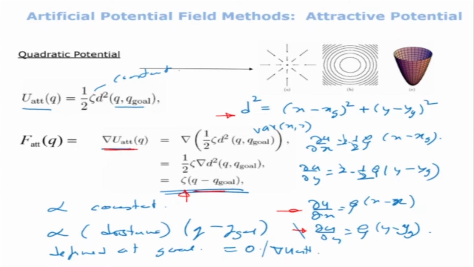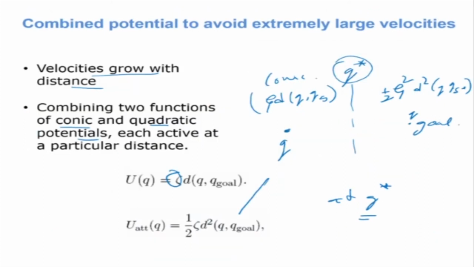When the robot reaches the goal point, the distance will become equal to 0 and the grad will become 0, but it does not become undefined. So what we can do is use both the conical and the quadratic potential functions, using each of them at a particular distance. For example, we define a distance q star, and when the robot is at, let's say, point q, and the distance d between the goal and the present position is less than or equal to q star, then we use the conical function.